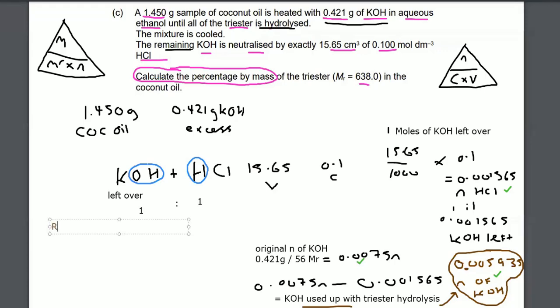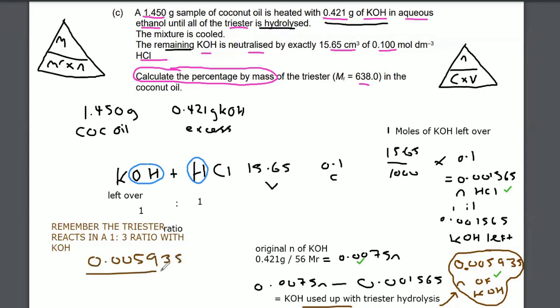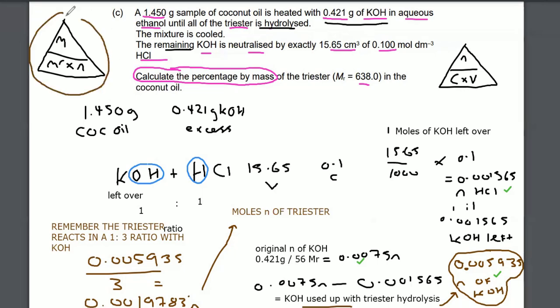Can you remember from earlier on in the question how many molecules of KOH react with one triester? Remember, it's a 1-to-3 ratio, as in one triester molecule reacts with 3 KOH. Remember, that OH is used to form the glycerol and to break that bond with each of the R groups. So we need to do 0.005935 divided by 3 to find out our moles of triester that we originally had that were completely hydrolyzed. And the answer is 0.0019783 n, or moles of triester. That is how many moles of triester we had.